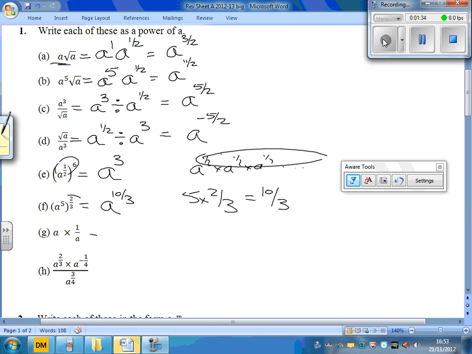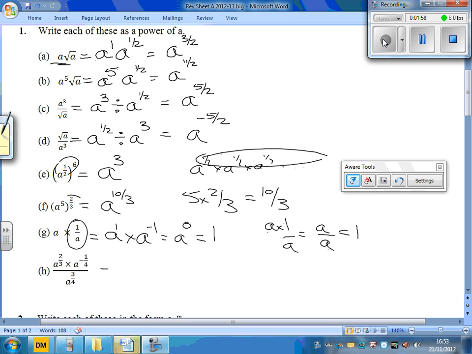Last one here, we've got a times by, and this could be rewritten as a to the power of minus 1. Adding the powers there gives a to the power of 0, and anything to the power of 0 is always 1. The other way of doing that would be to say on the top we've got a times 1, which is a. On the bottom we've got a divided by a gives 1.